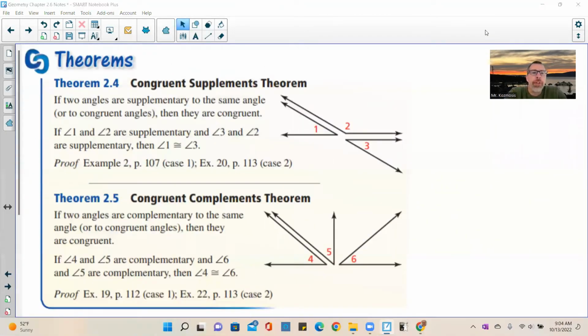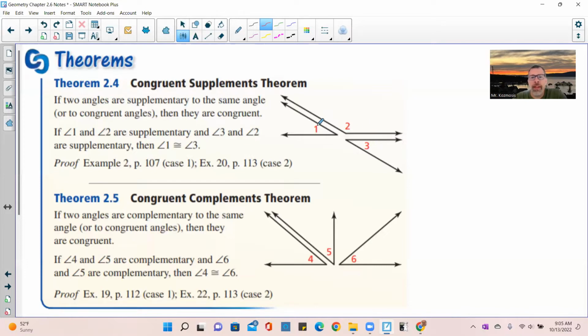Okay, so here are 2 more theorems. Theorem 2.4 is the congruent supplements theorem. So it says if 2 angles are supplementary, remember that adds up to 180 degrees, to the same angle or to congruent angles, then they are congruent. So what do they mean? Well, here's a diagram over here. And what they're saying is angle 1 plus angle 2 is 180 degrees. So therefore, angle 1 and angle 2 are supplementary. They're supplements to each other. And then angle 2 and angle 3 are also supplements to each other because they would form a 180 degree sum.